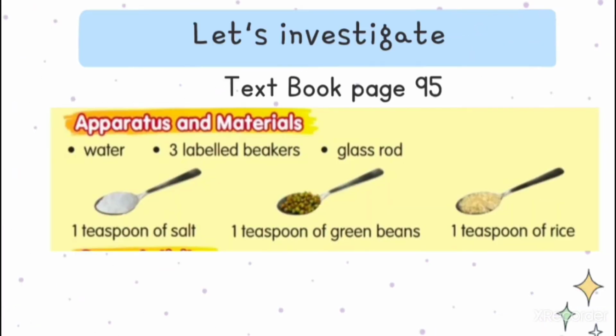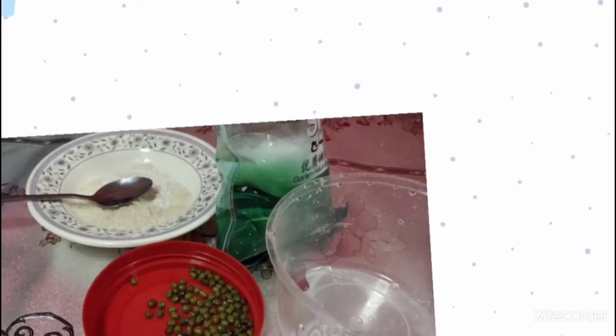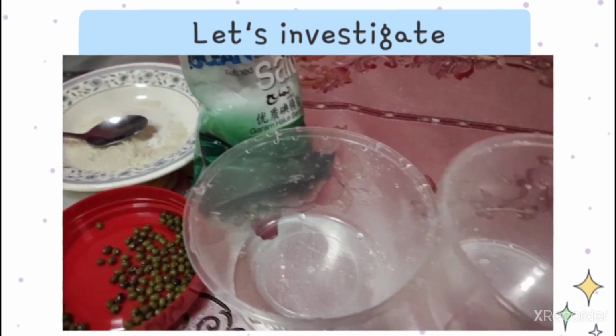Okay, now let's investigate. Okay, turn to your textbook, page 95, apparatus and materials. Look at the apparatus and materials. And then steps. Okay, the steps first. Pour 200 ml of water into each beaker. Add salt into beaker A, green beans into beaker B and rice into beaker C. Okay, stir the water in each beaker and observe the changes. Perhatikan perubahan.